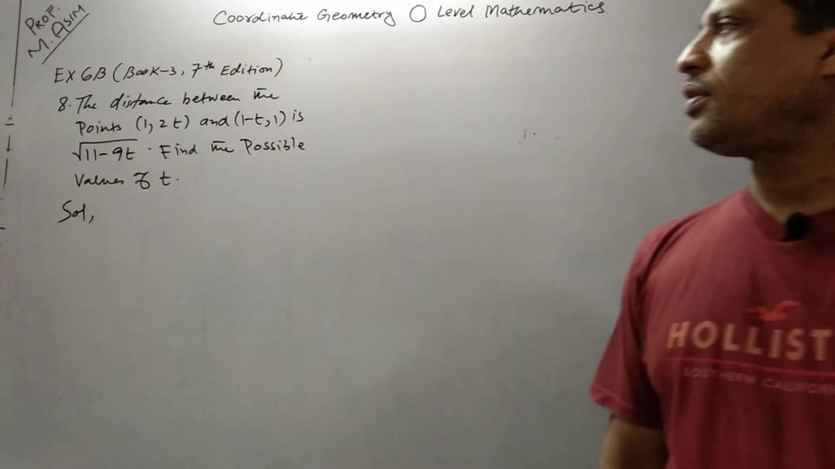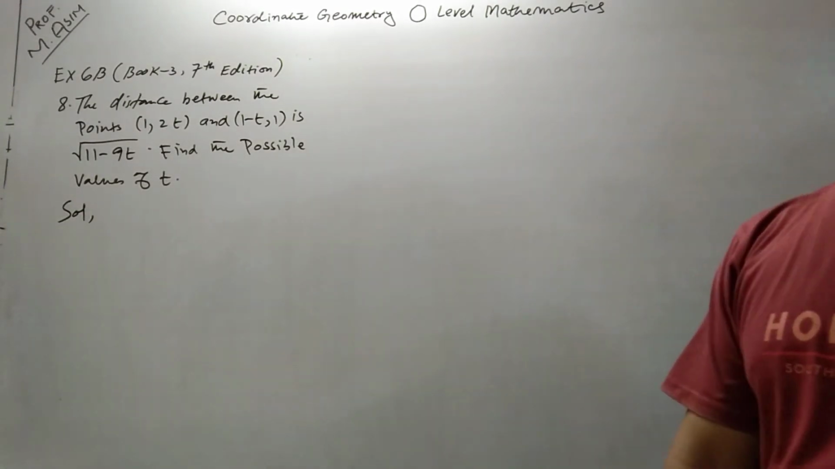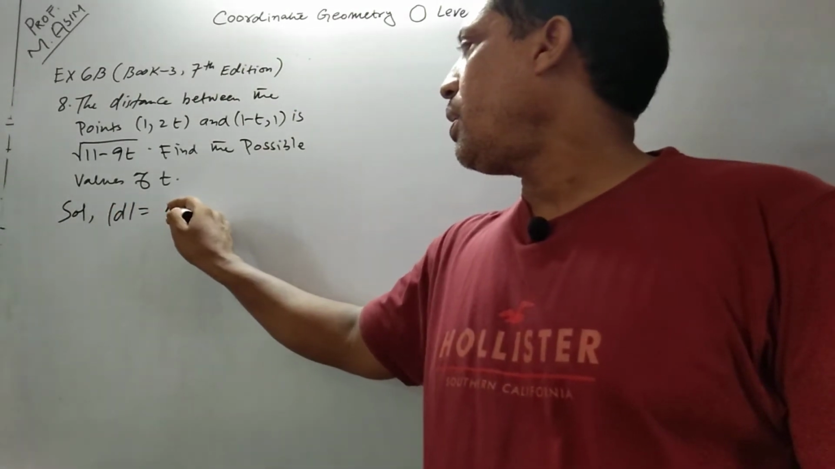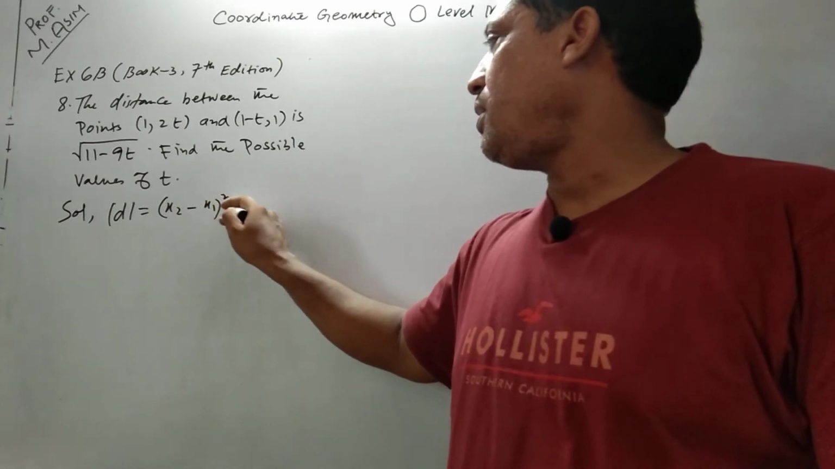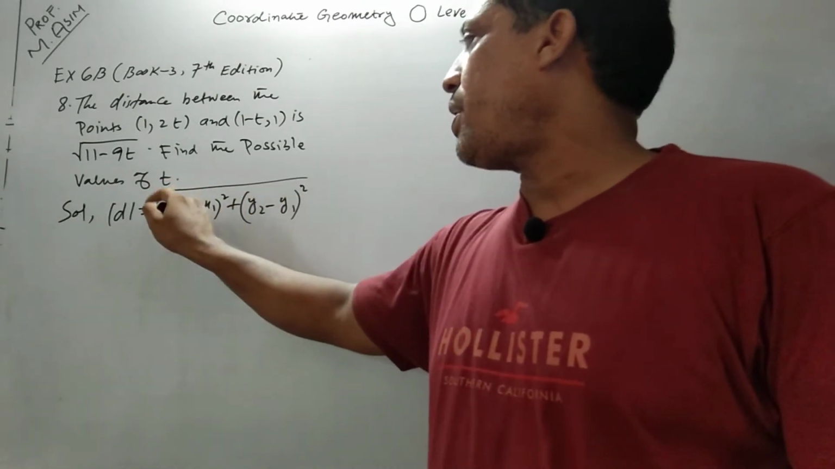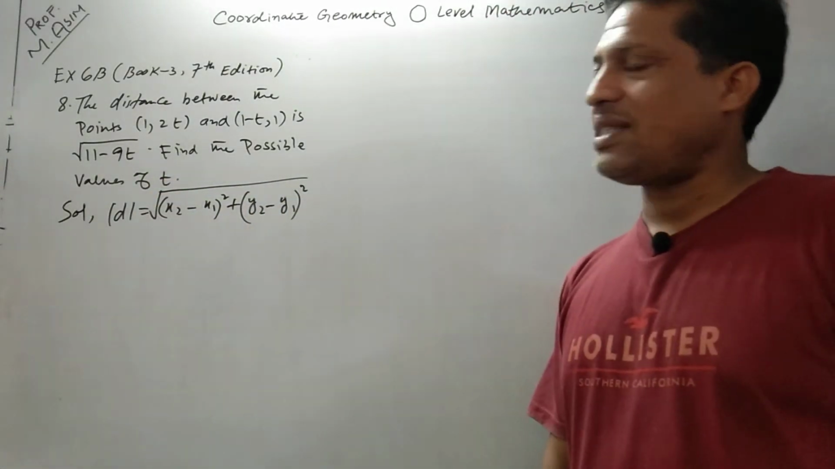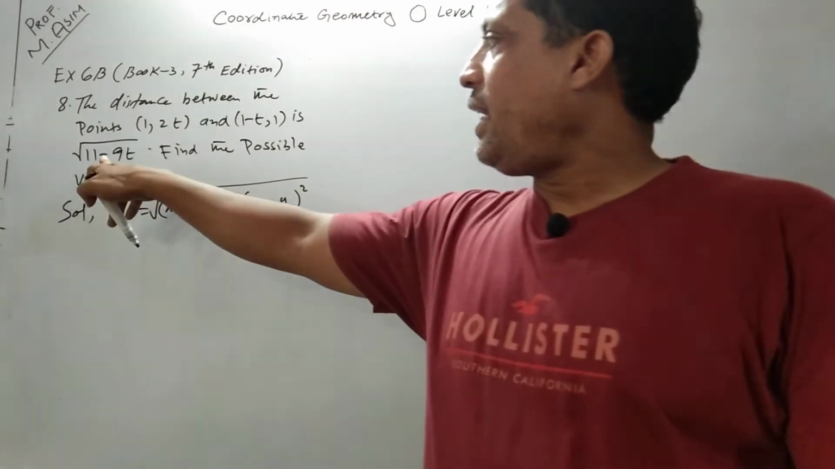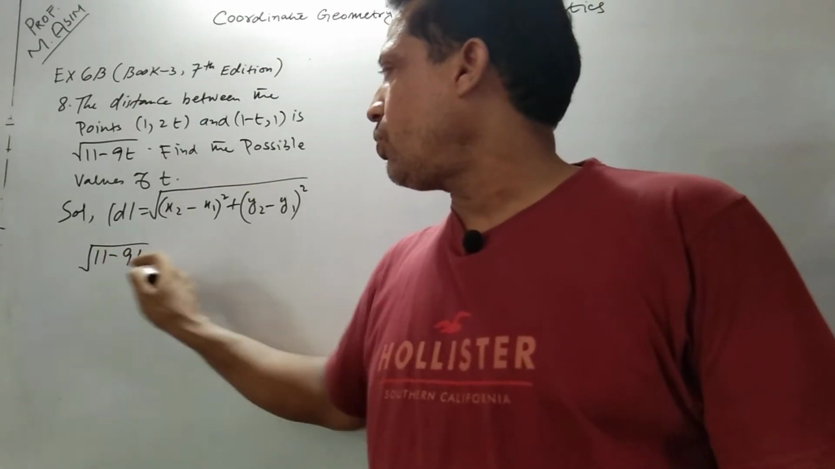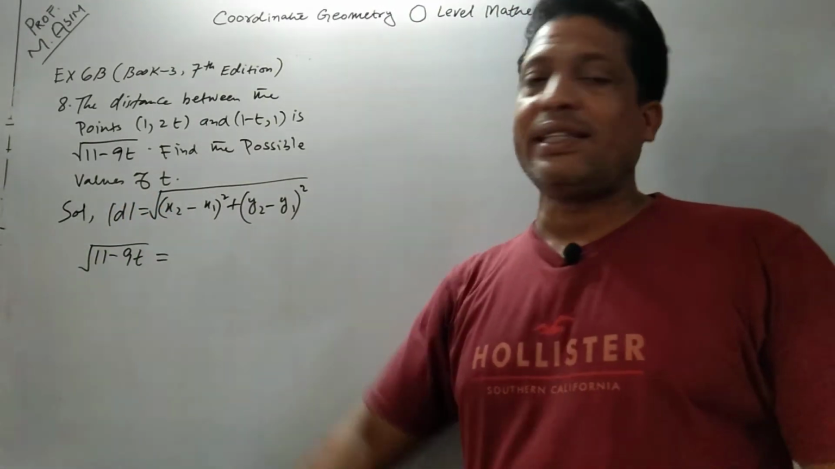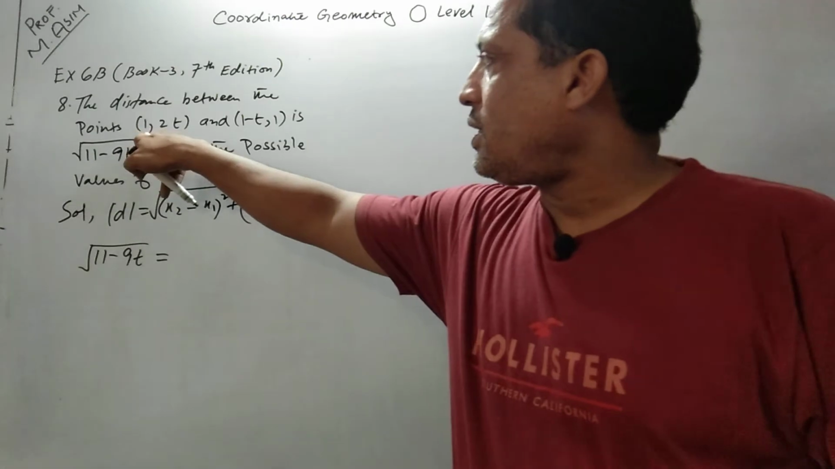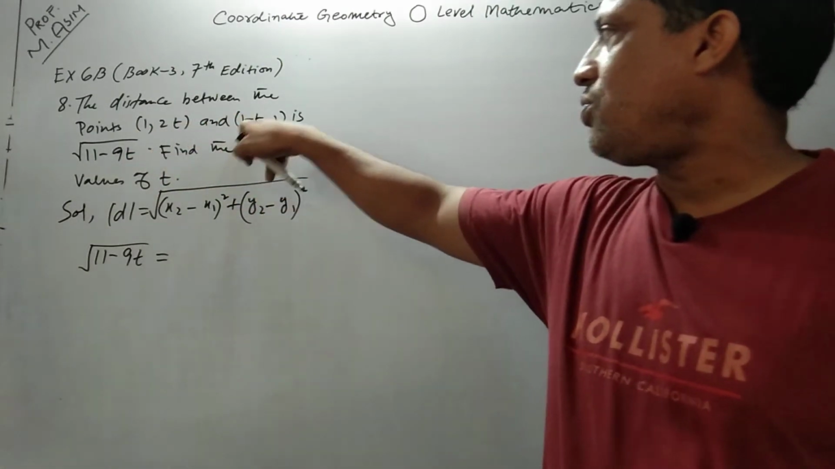In this question, the distance between 2 points is given. What is the formula of distance? Square root of (x2 minus x1) square plus (y2 minus y1) square. In this question, distance is given. What is the value of distance? Square root of 11 minus 9t. So replace this d by its given value, which is square root of 11 minus 9t. Is equal to, this is x1, this is y1, this is x2, this is y2.